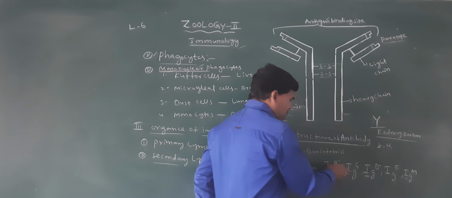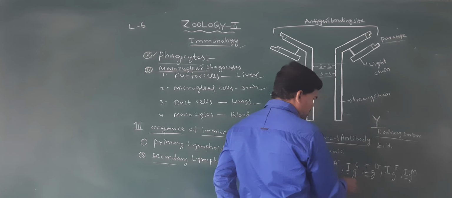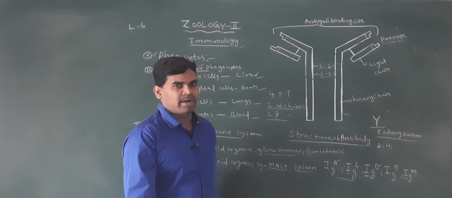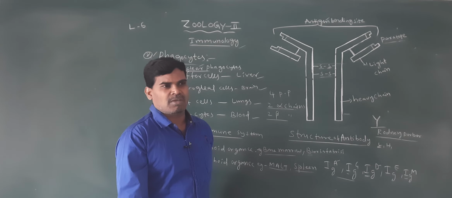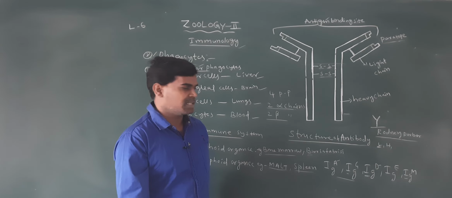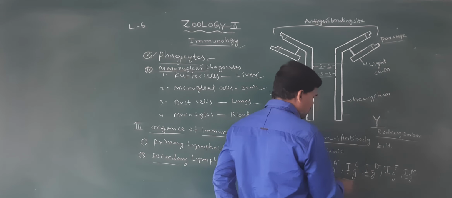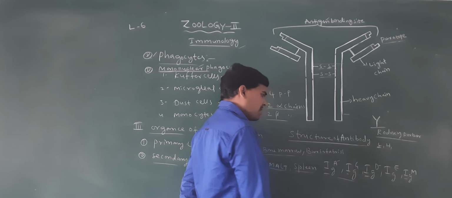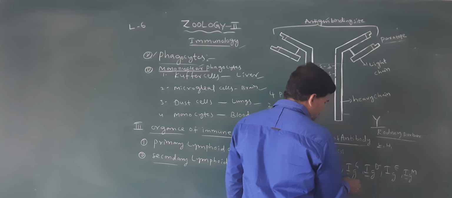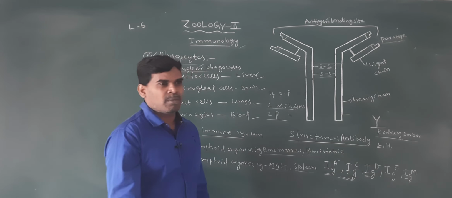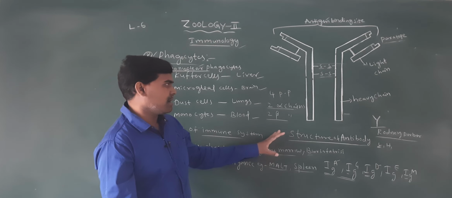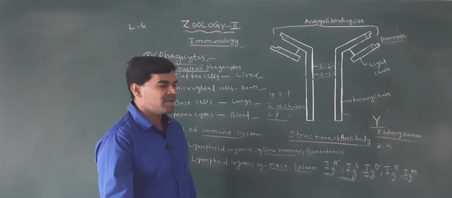The immunoglobulins A and G are the highest antibodies in the colostrum. After delivery, the first secretion of milk has the highest antibodies, immunoglobulins A and G. The production of these highest antibodies increases the resistance power of infants and children, and protects their bodies from microbial organisms. So this is the structure of antibodies.